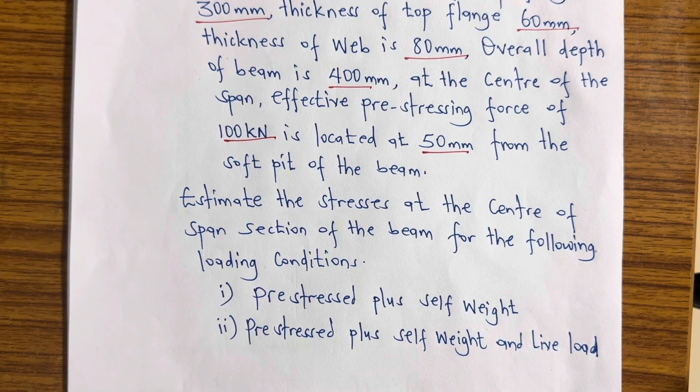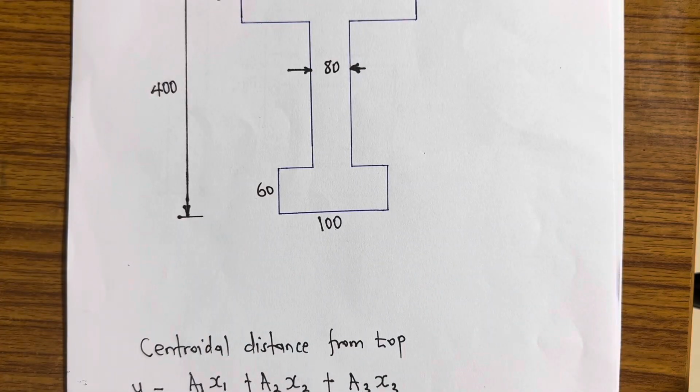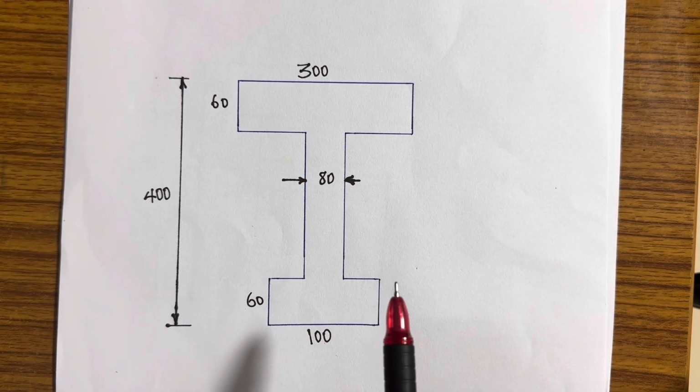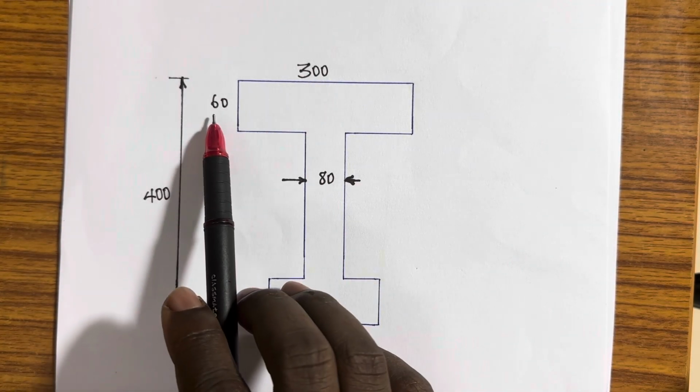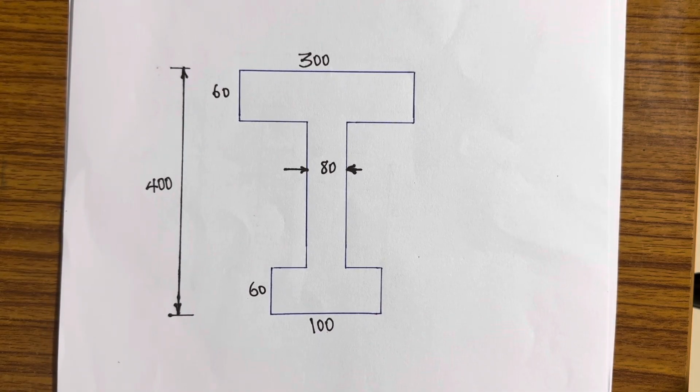So let's look at how we can calculate this problem. First of all, diagrammatically, let's have it this way. This is the I section and all the details provided. This is 360, 80, 160, the overall depth being 400. That's what the question says. Now, according to this question, and this is the I section, the first thing we should think of is to find the centroidal distance from either top or bottom. This is to find the centroid.